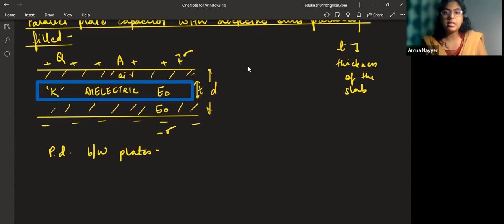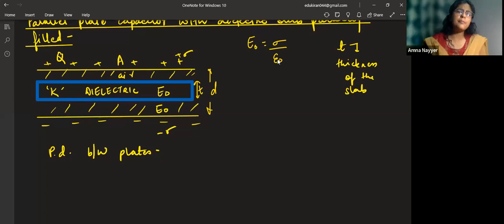Steps remain the same. See, electric field due to air. For air, I'm writing epsilon naught, because we are familiar with this symbol; we write it for air. So the electric field due to this plate, due to both the plates, will be sigma by epsilon naught.